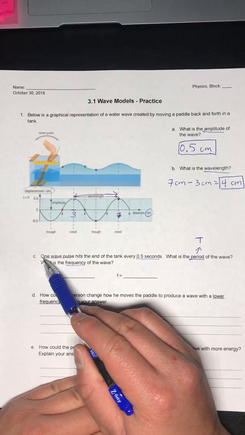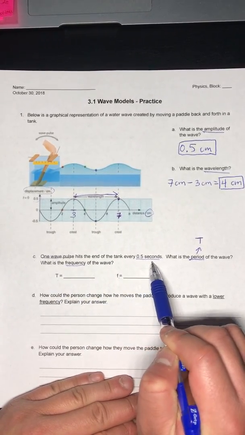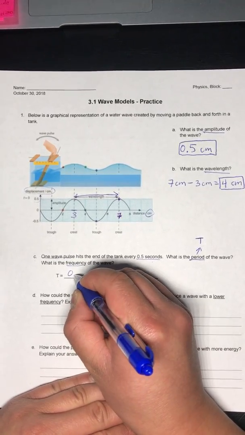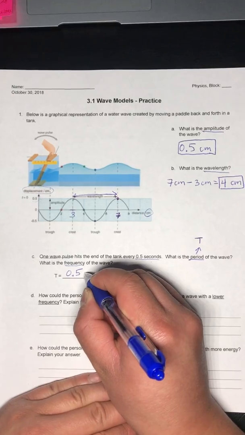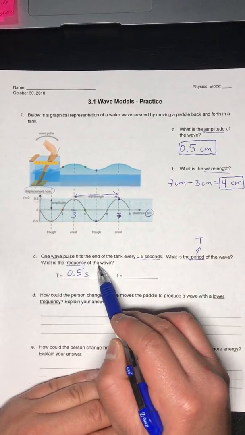The question says one wave pulse hits the end of the tank every 0.5 seconds. That's your period right there. So period, capital T, is equal to 0.5 seconds. I'll just write little s for seconds. What is the frequency of the wave?